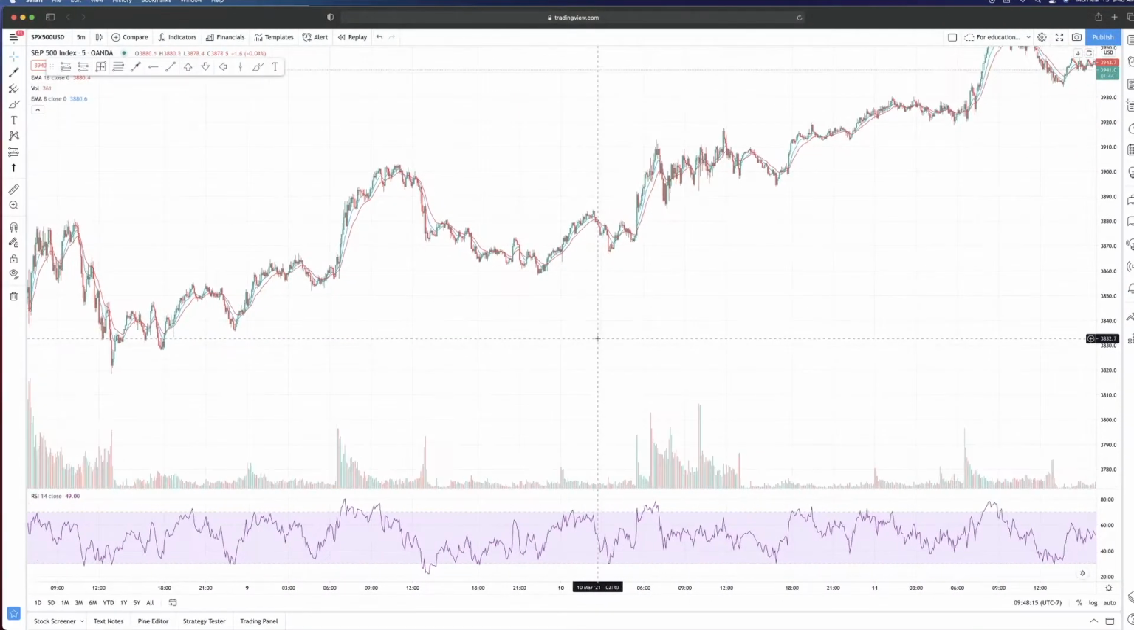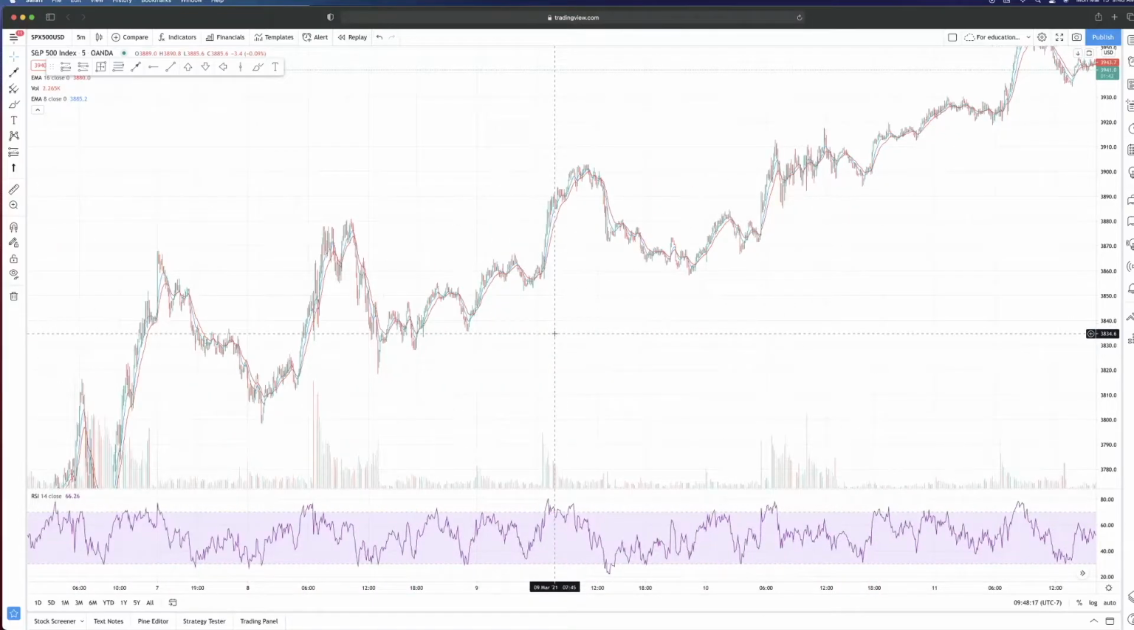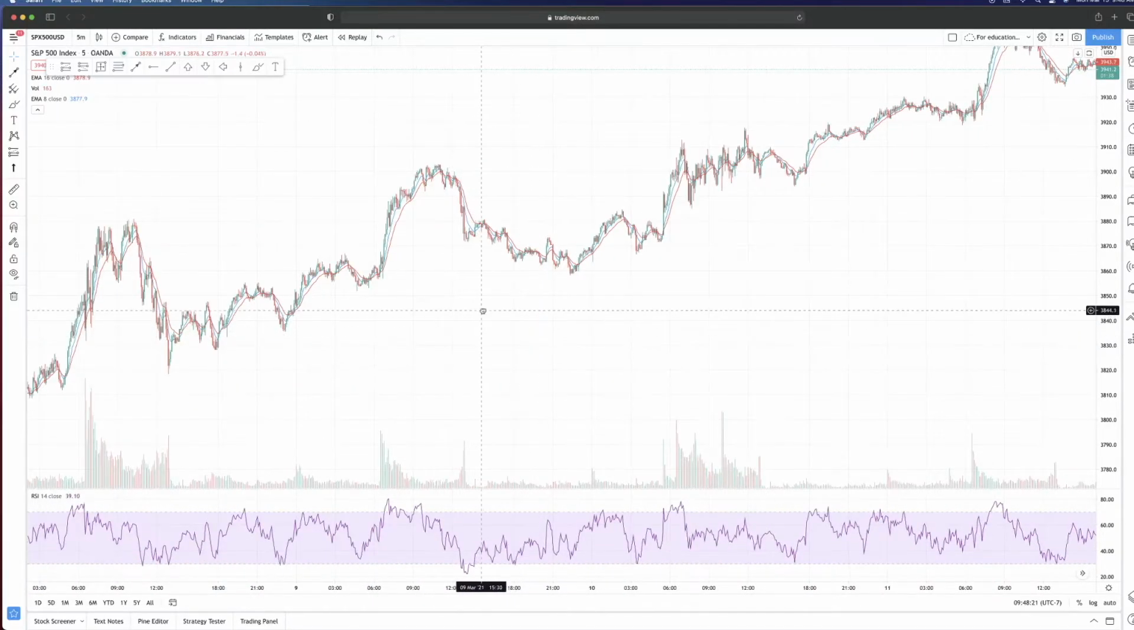Okay, so I cleared up my charts here, and now I'm going to show you just quick examples on the 5 minute, and I'll probably go into like a 4 hour or a daily chart.